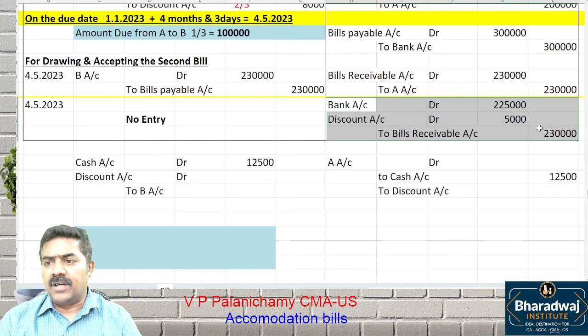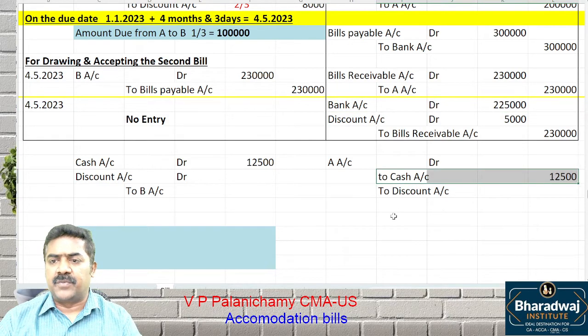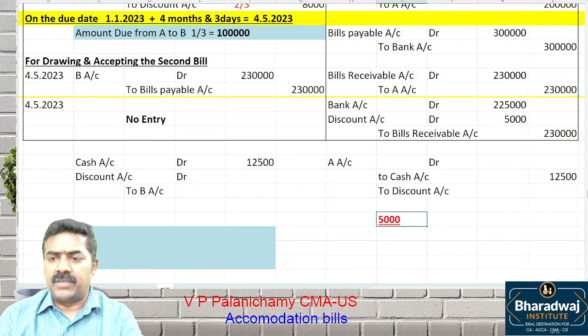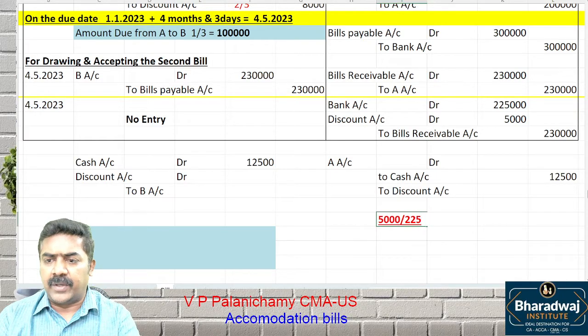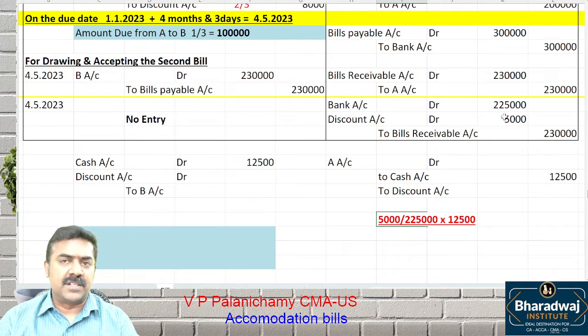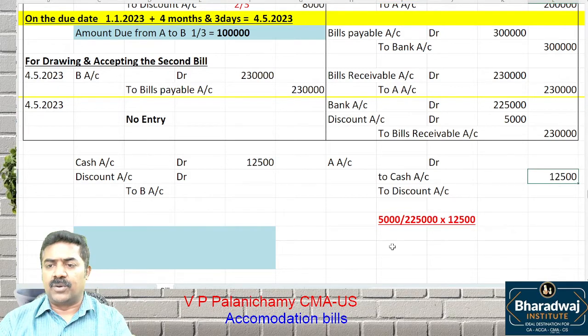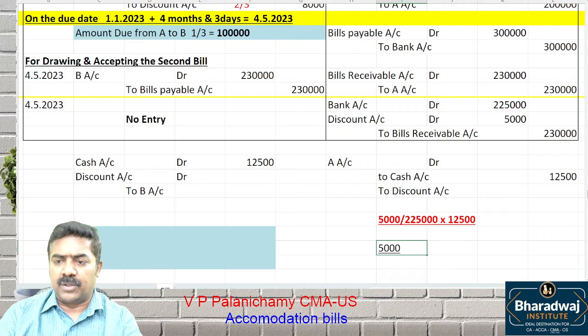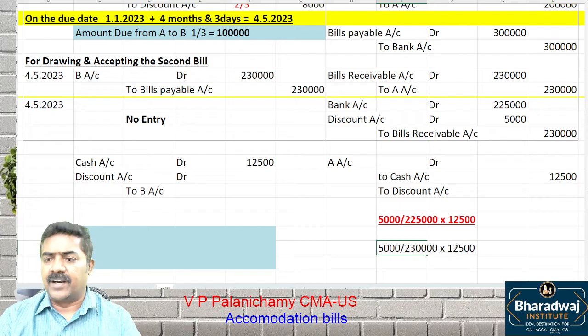Okay, second bill got discounted for 2,25,000. Out of this, 12,500 is sent. So what many of you would have done is, 5,000 is the discount for 2,25,000, so what is it for 12,500? Like that, you would have worked out. Or some of you would have worked out 5,000 is the discount for 2,30,000 into 12,500, like that.